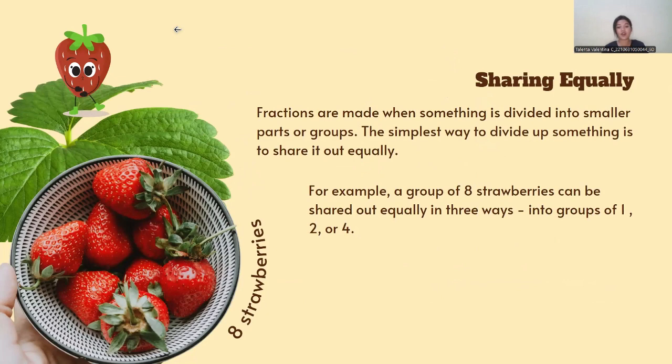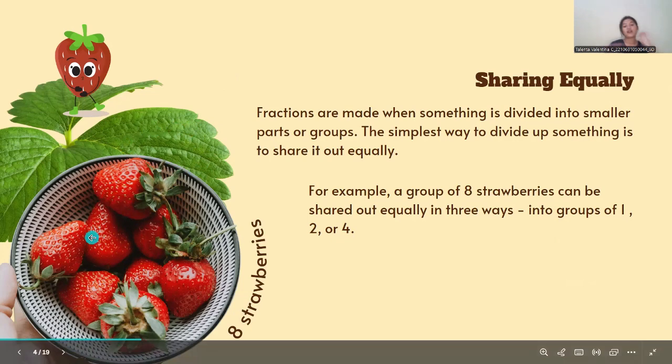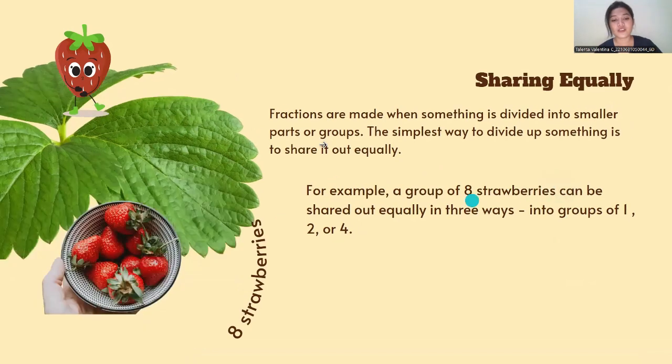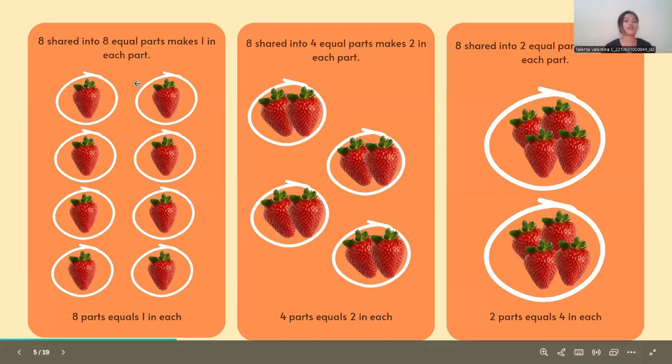Next is sharing equally. Fractions are made when something is divided into smaller parts or groups. The simplest way to divide up something is to share it out equally. For example, as in the following picture, there are 8 strawberries. A group of 8 strawberries can be shared out equally in 3 ways: into groups of 1, into groups of 2, or into groups of 4. So, this is how things are defined.